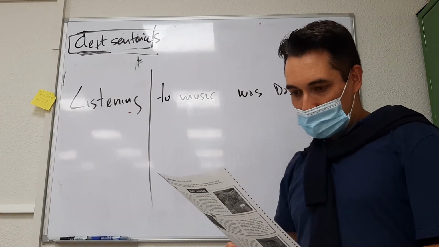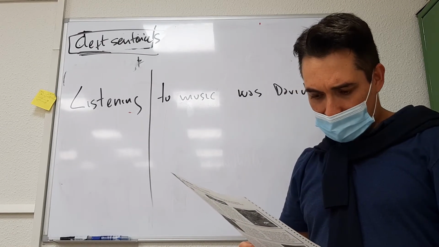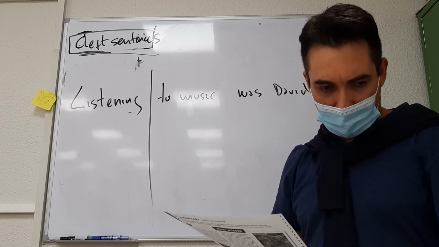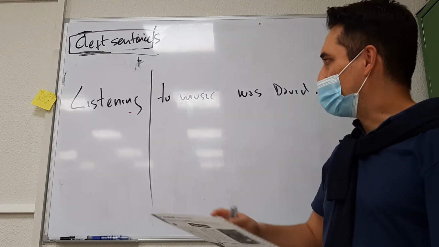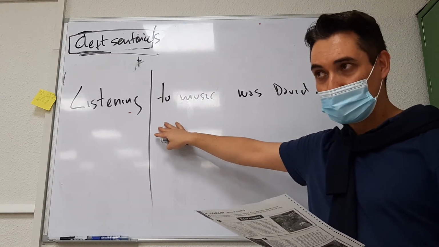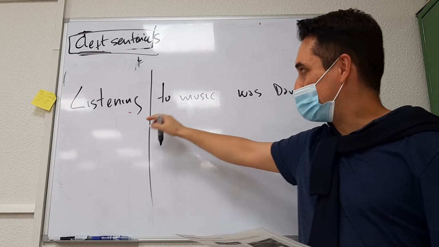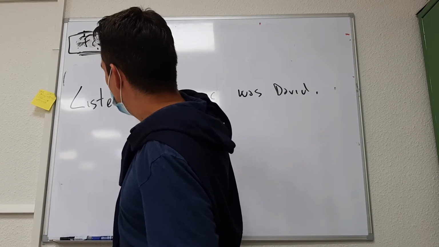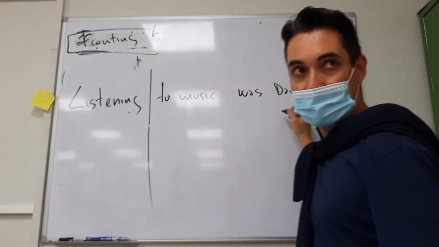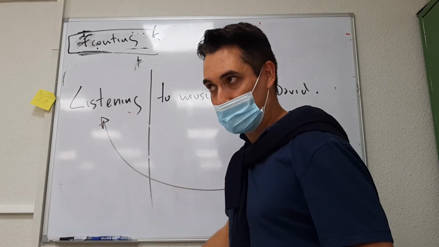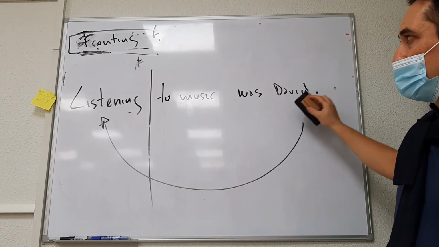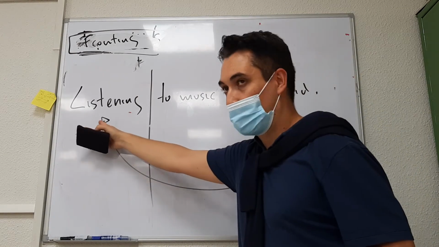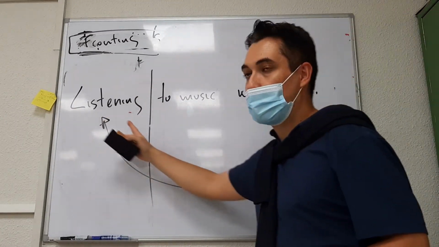I'm gonna give you another one. If I say, wait a second. Okay, this is correct. This is good. This is great. This is an example of fronting. This is not a cleft sentence. Why? Because listening, I put it at the front of the sentence. This is perfectly good, but this is not a cleft sentence. This is an example of fronting because I took the ing form and I put it at the front.